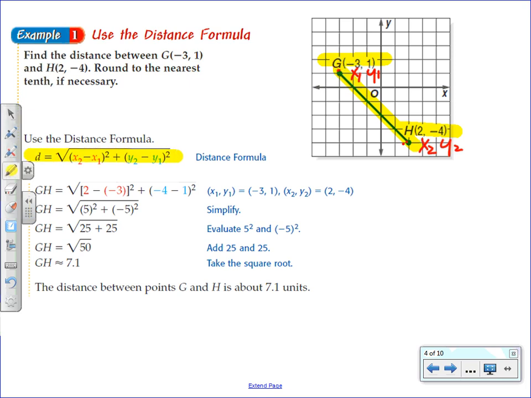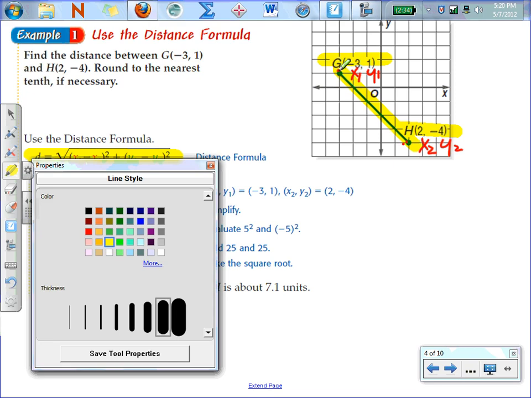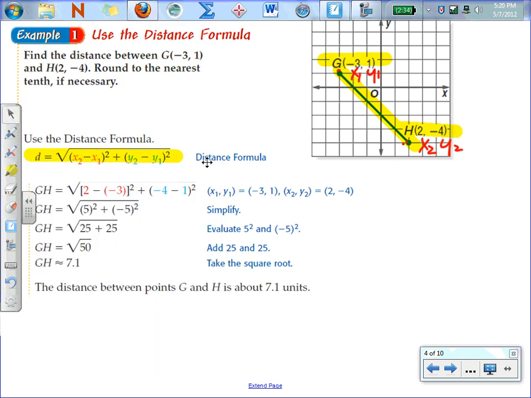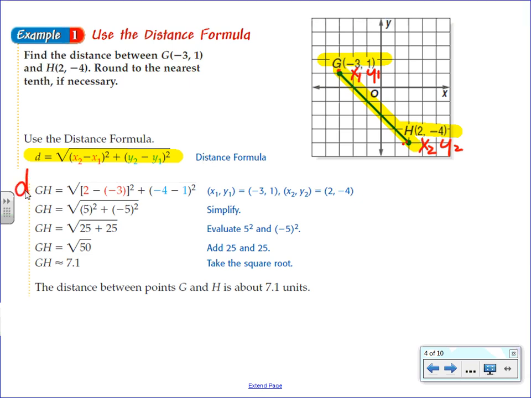The first step is to write down your formula. All right? And then you plug in your numbers, okay? The distance of GH will be the square root of x sub 2, which is 2, minus x sub 1, which is negative 3, and that's going to be squared. And then plus negative 4 minus 1 squared.